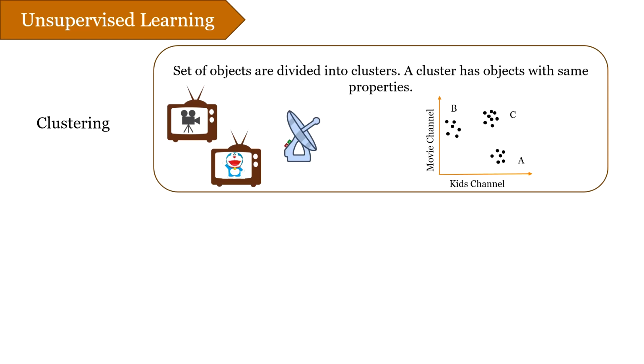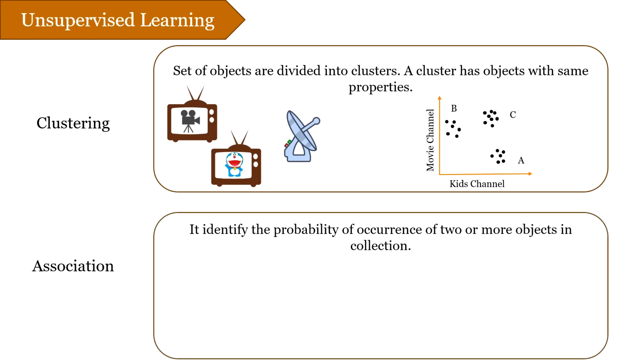Now let us move toward the second type of unsupervised learning, that is association. Here we train machine to identify which objects are likely to occur in a collection. Here we will take a very common example. We will observe two customers A and B.